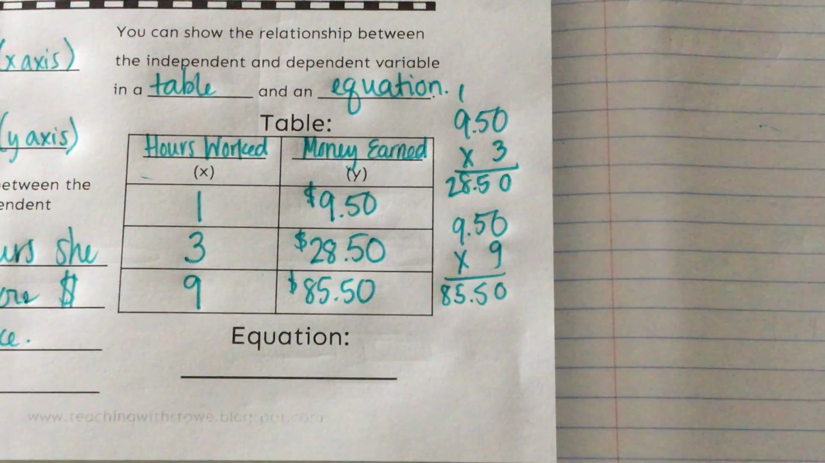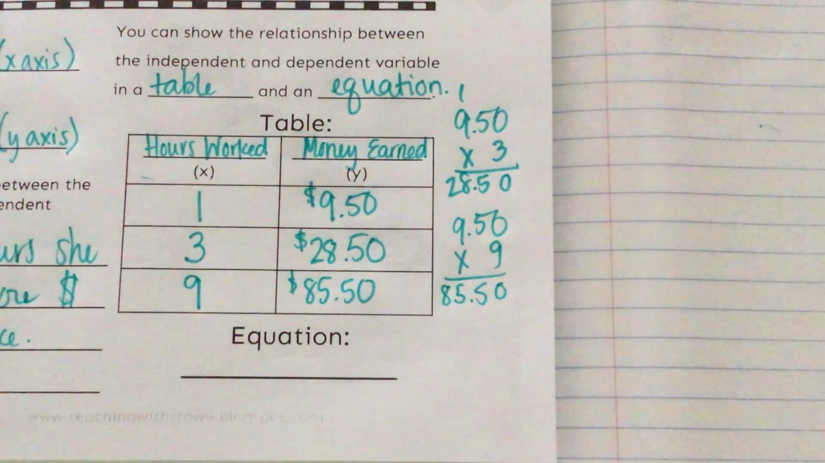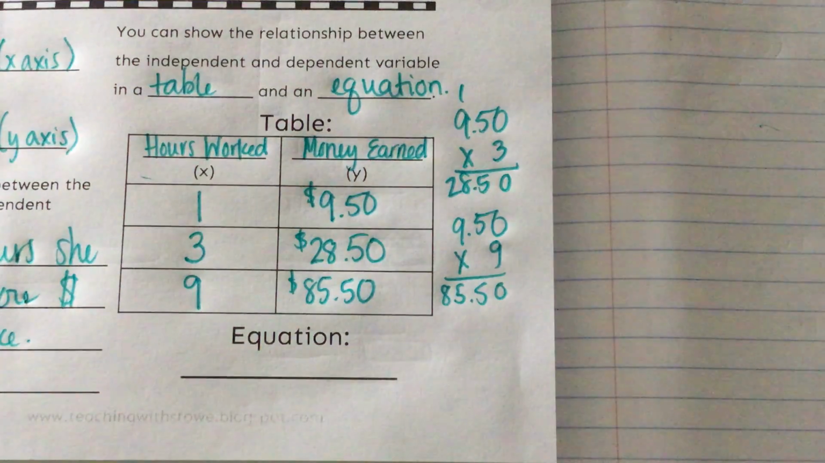All right, so what would we get if we multiplied 2 times 9.50? She worked 2 hours. What would we get? Addison? 19. You would get $19. So what happens if she worked 4 hours? What would we get? Garrett? All right. So essentially, we are doing the same thing for everything in this table.